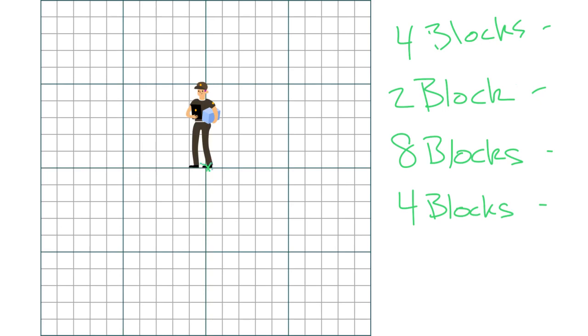He goes 4 blocks, 1, 2, 3, 4, drops off his first package. Then he goes 2 blocks, 1, 2, drops off his second package. Then he goes 8 blocks, 1, 2, 3, 4, 5, 6, 7, 8, drops off his third box, and then he goes 4 blocks, 1, 2, 3, 4, drops off his last package, gets done for the day, and then he heads home. Goes back to the UPS station, and then heads home to see his family.